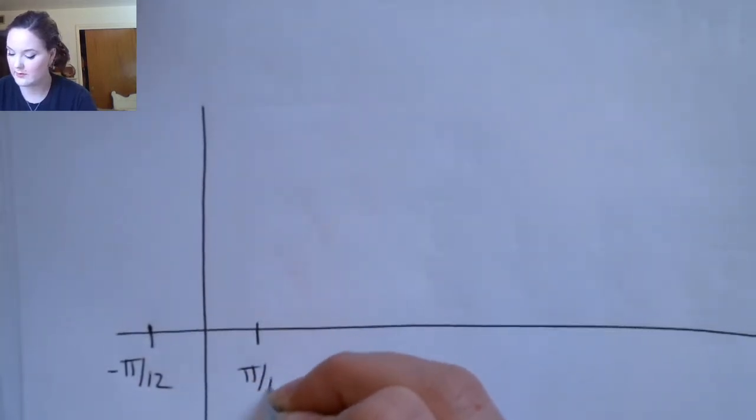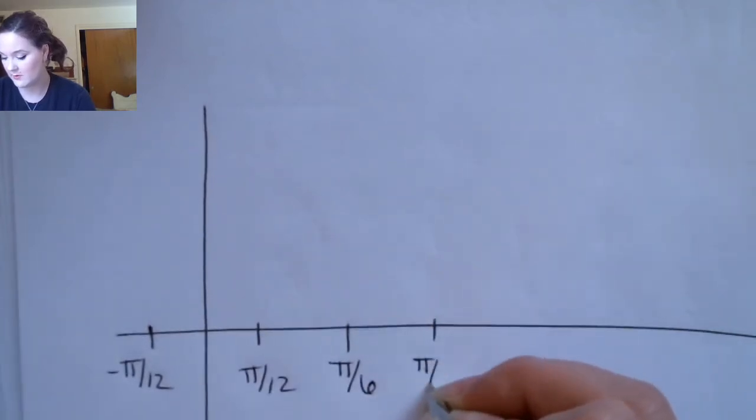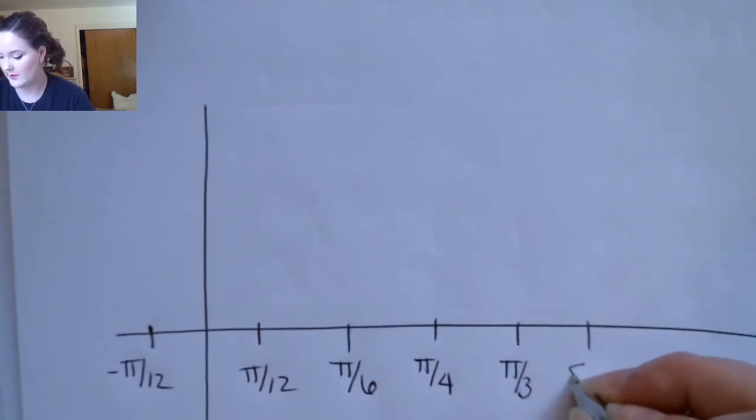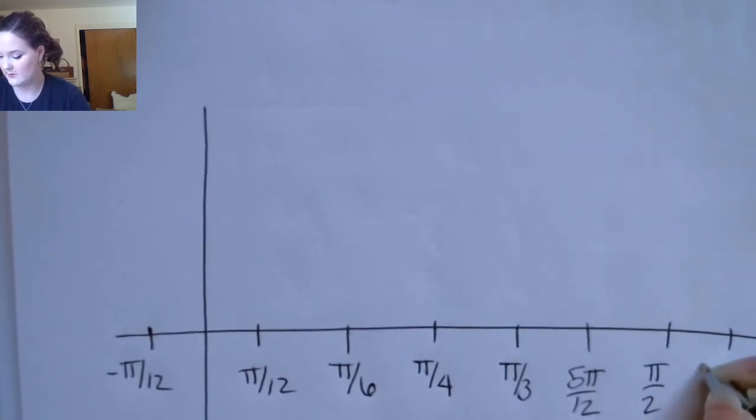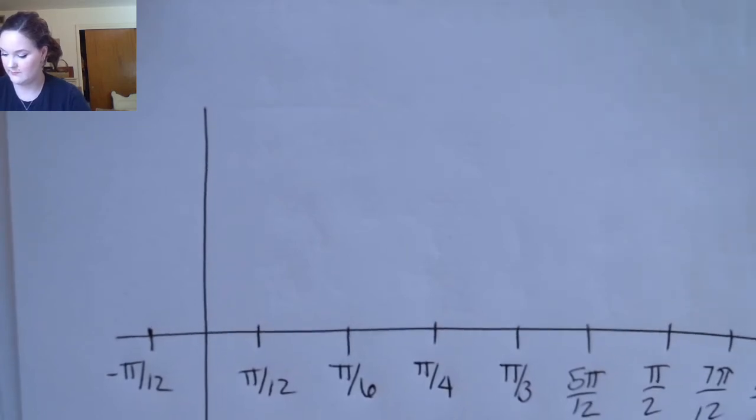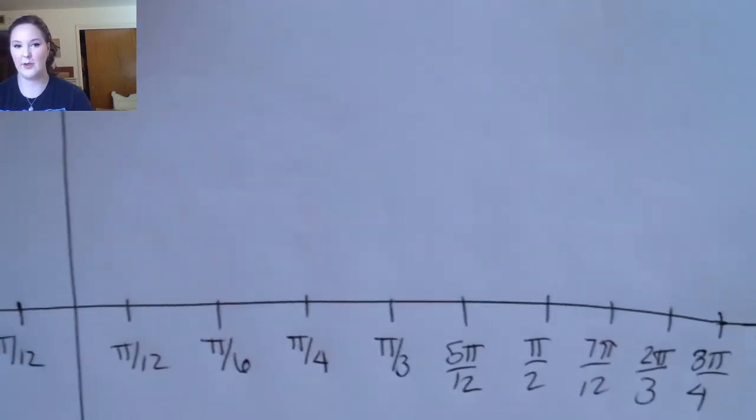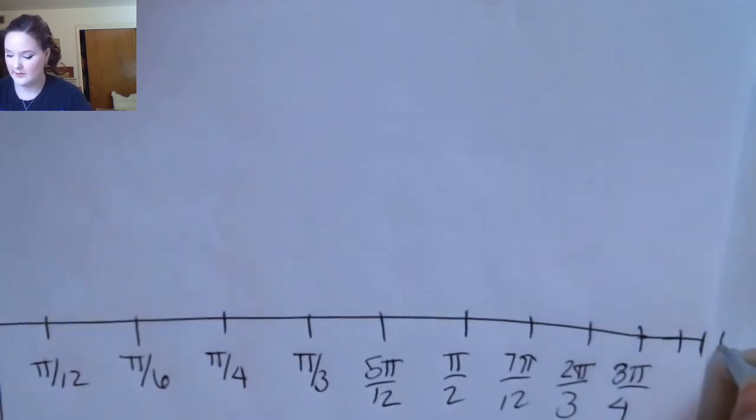So here's 1. Here's 2. Here's 3. Here's 4. Here's 5. Here's 6. Here's 7. Here's 8. Here's 9. Geez. Okay, 10 and 11. I'll do 11 right at the very edge of my paper here. So I guess I could do 11 out here.